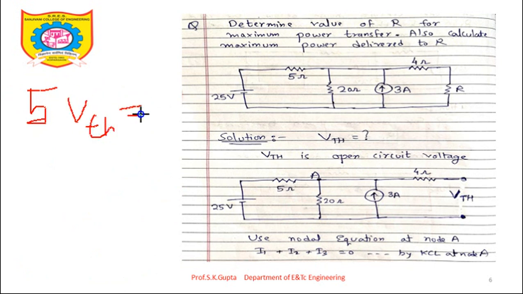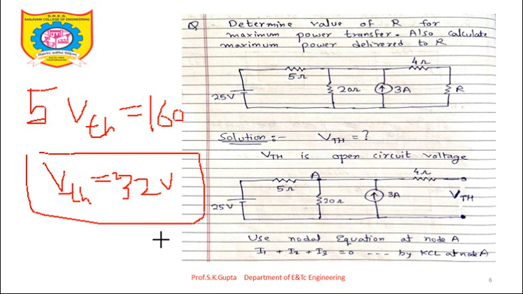So what is the value of VTH? 160 divided by 5, how much? VTH is 32 volt. So VTH comes out as 32 volt. Simple.